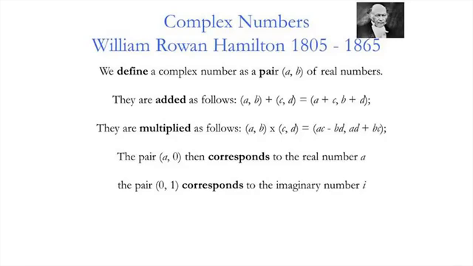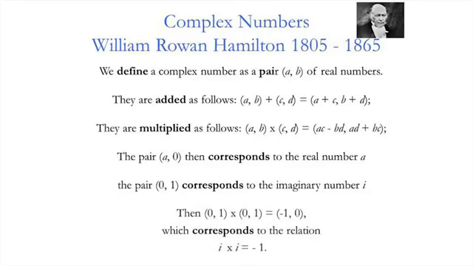Now, if it does correspond to the imaginary number i, what property should it have? It should have the property that when multiplied by itself, it gives you -1. That's what i does. So let's take this pair, (0, 1), multiply it by itself according to this rule, and see if it comes up with the answer (-1, 0), because that's corresponding to it. And it does.